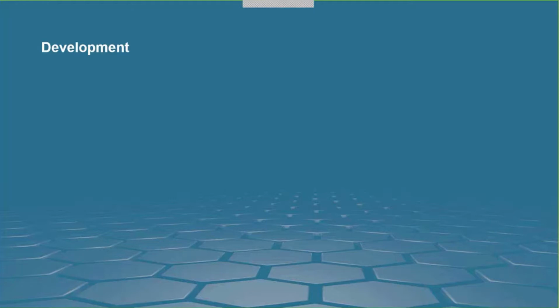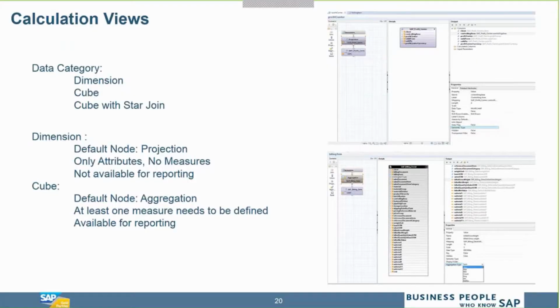Now, once all these standards are set up, we can get into the development phase. Initially, when HANA rolled out, we had different kinds of views. We had attribute views, analytical views, and calculation views. But now, after SPS 8 and further, we started building everything as a calculation view. The calculation view has different data categories, like I have mentioned, which is a dimension, a cube, or a cube with a star join, right? So let us understand about it.